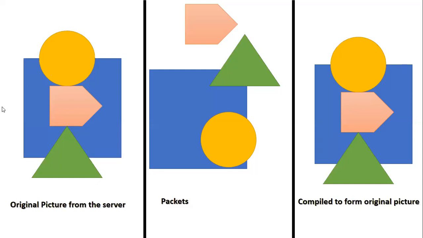Let's say you requested an image on the internet. This is the original image on the left. It is going to be broken down into smaller pieces called packets.